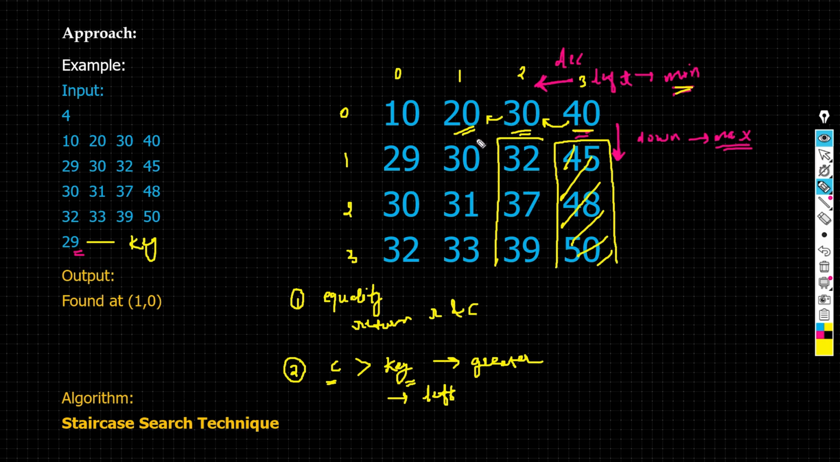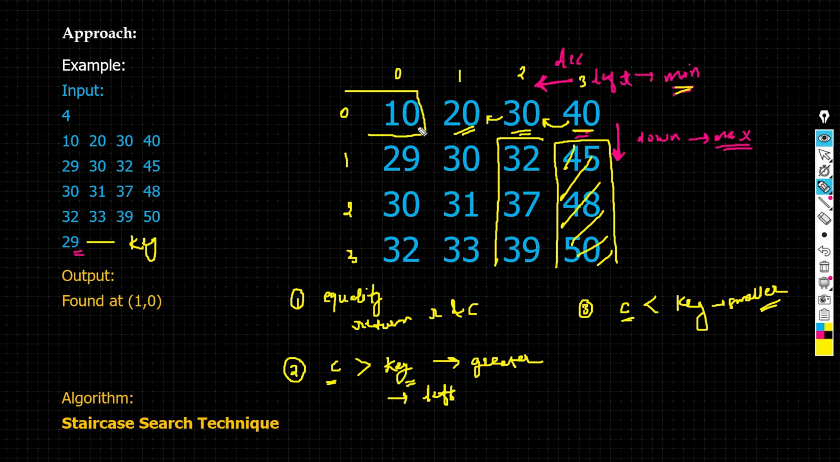Now we will again compare: is 29 equal to 20? That is false. Then we will check, is the current element, that is 20, greater than 29? That is not. So there is a third condition as well: if C is smaller than the key, we get a smaller element. If the current is smaller than the key, it means we do not need to iterate over its left elements.